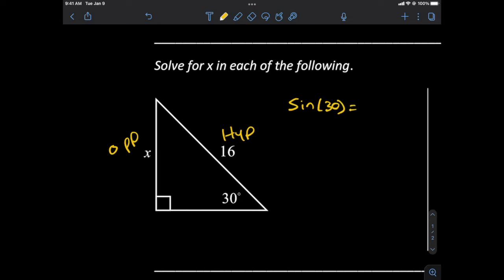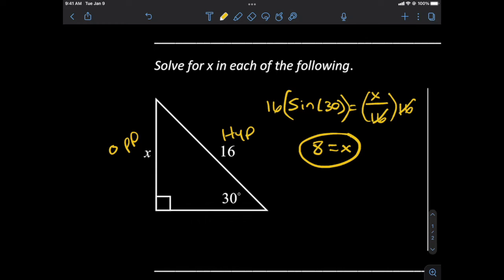So we set up our trig ratio. Sine of the angle is equal to the opposite, x, over the hypotenuse, 16. So, solving for x, we have to multiply both sides by the denominator 16. We punch that into our calculator. 16 times sine of 30 is going to give us a final answer of 8. X is equal to 8. Alright, so obviously one of the most important things here is that we correctly identify the sides that are given to us.